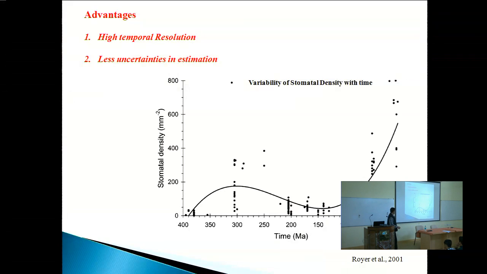So now this is a famous paper which came out in American Journal of Science by Roy 2001, talking about stomatal density through geological time scale. So now what does that mean? That you have to get leaf fossils and try to measure underneath the microscope this parameter, stomatal density, which I defined in the previous slide.